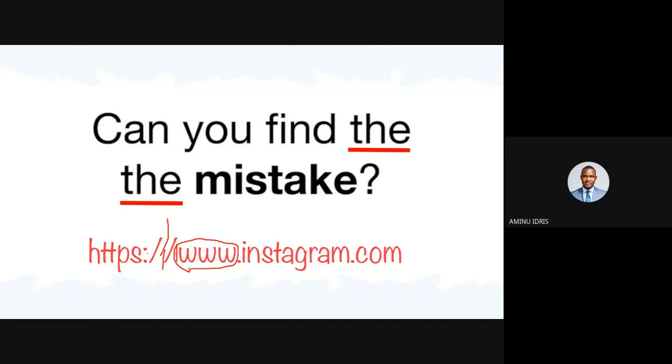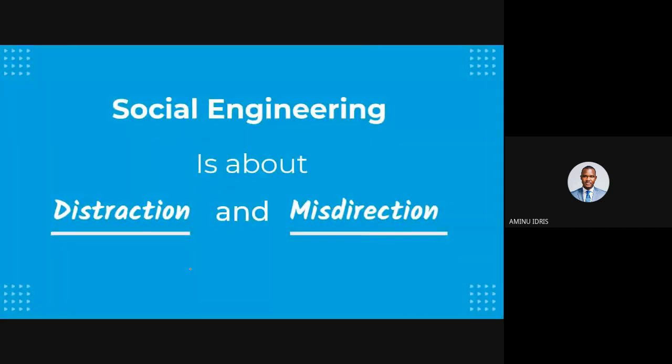So these are some of the techniques that social engineers use to manipulate people into falling victim by revealing their confidential information. So let's get deep into the session. What does social engineering actually entail? Like I said here, social engineering can be looked at from two perspectives. That is to say, it is all about distraction or misdirection.